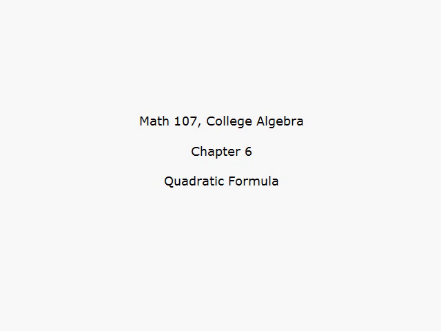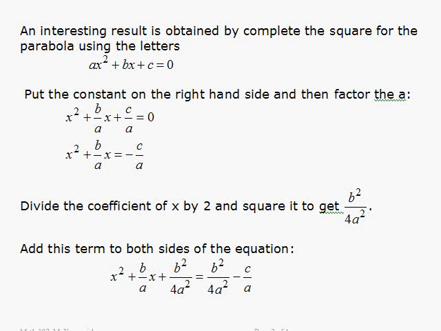This lecture is on an interesting result. It is on the derivation of the quadratic formula, and it involves completing the square. So we start with the quadratic function here, ax squared plus bx plus c equals 0. Alright, and we're going to complete the square using the letters a, b, c, and not numbers as before. The procedure will be the same.